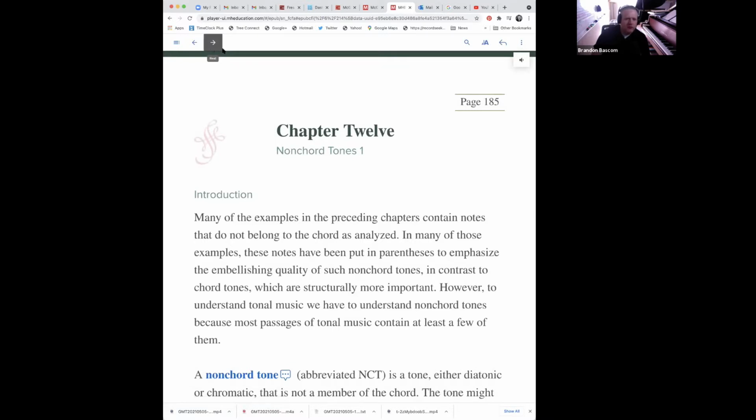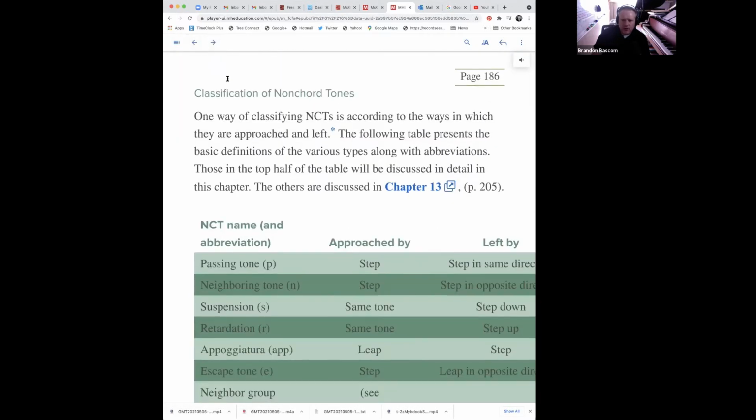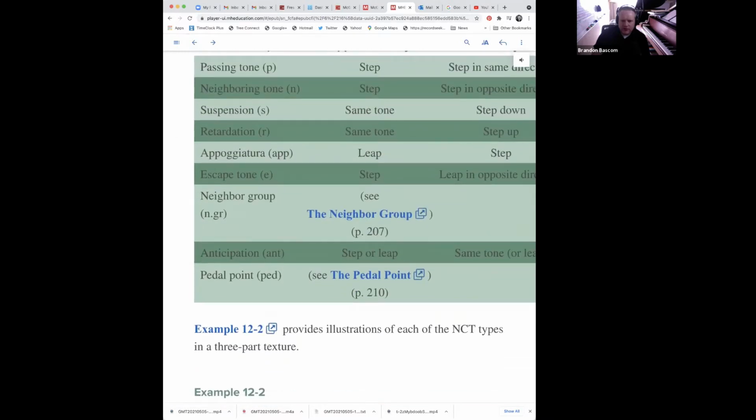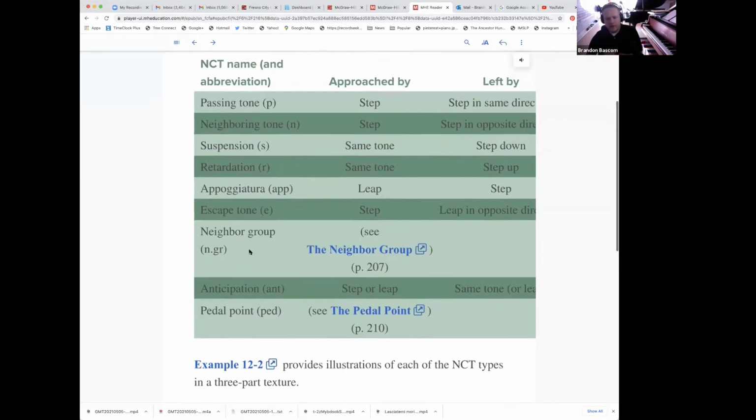Do you remember your non-chord tones? I would definitely know this chart right here. Yeah. How they're approached, how they're left. This is definitely on your final exam.